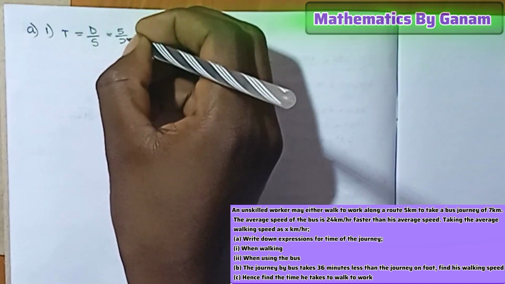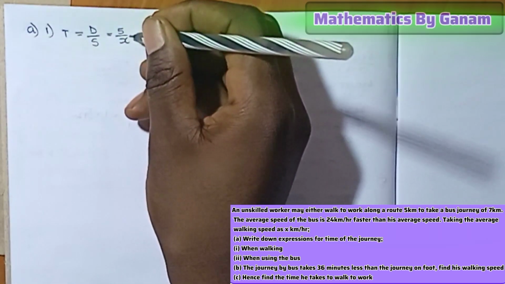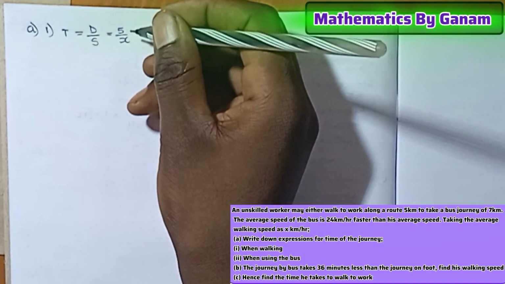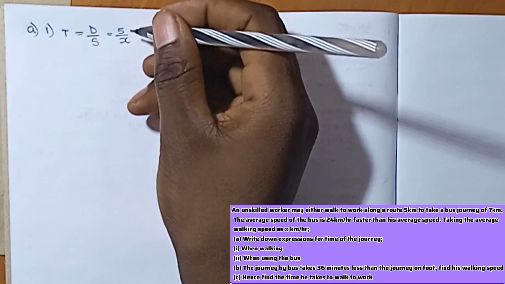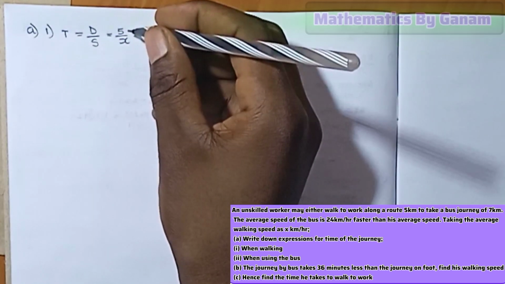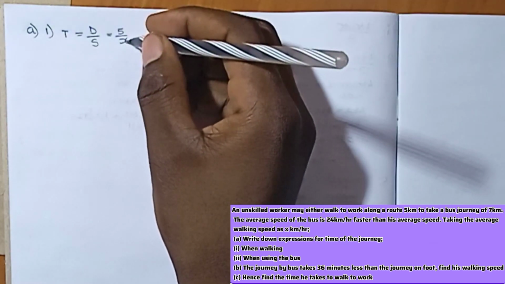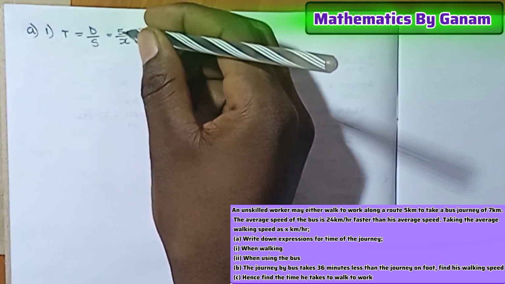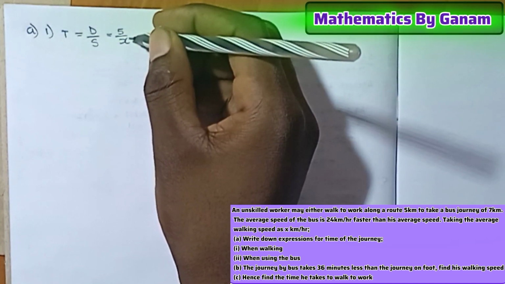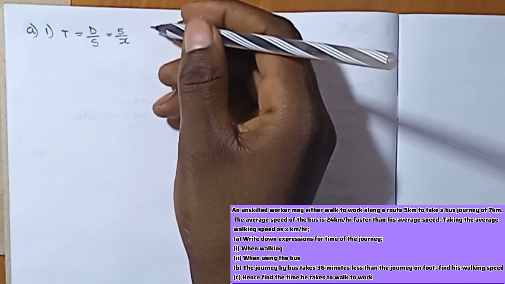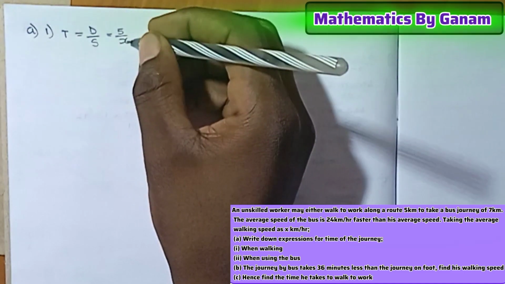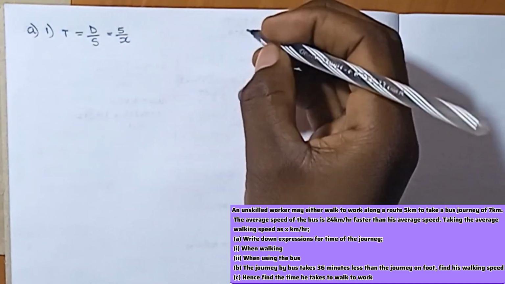x kilometers per hour. This is the time taken by the worker to walk from maybe his home to the bus station. So this is the required answer: 5 all over x. This is the distance and this is the speed. The unit here could be minutes, seconds, or hours, but because we are using hours, this is 5 over x hours. That is the time taken.